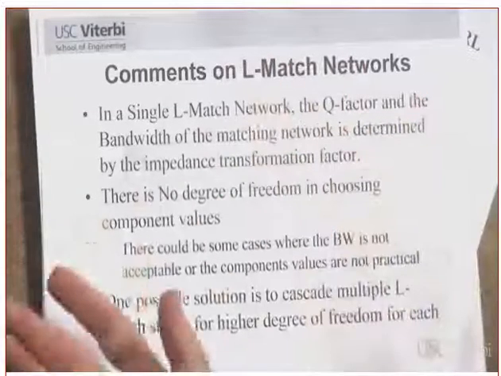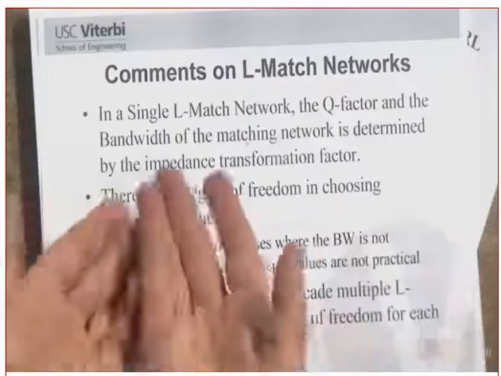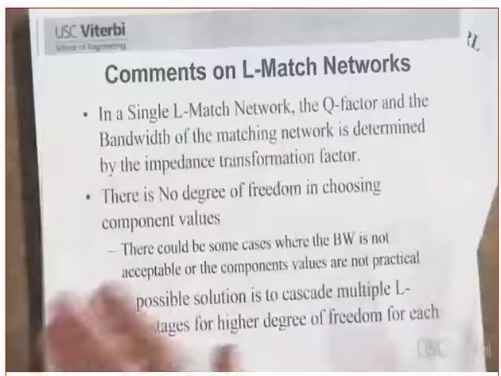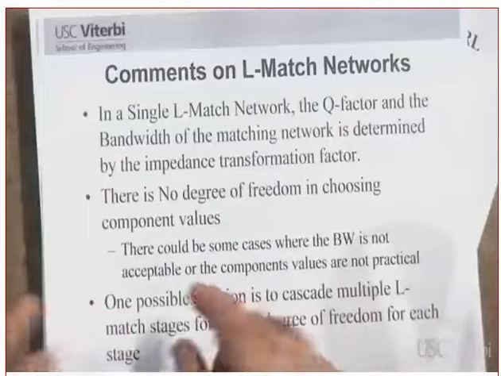The bandwidth is equal to omega naught over Q. Omega naught is given; it is specified in the problem. So by finding Q, you find the bandwidth. You have no control over it.